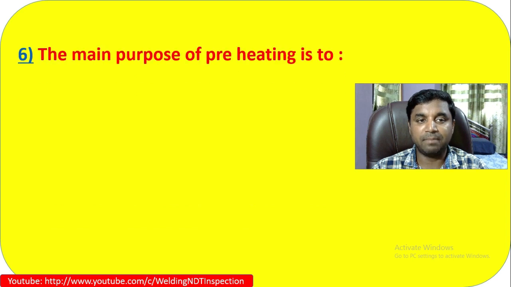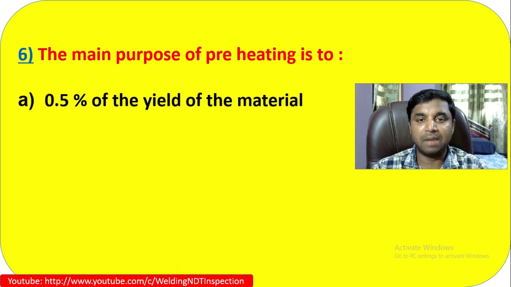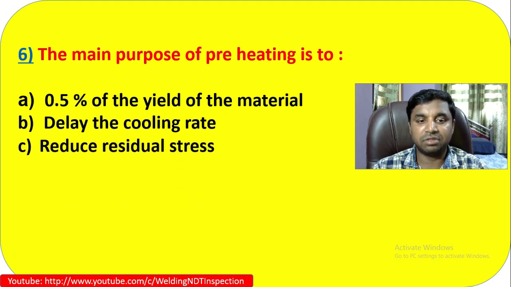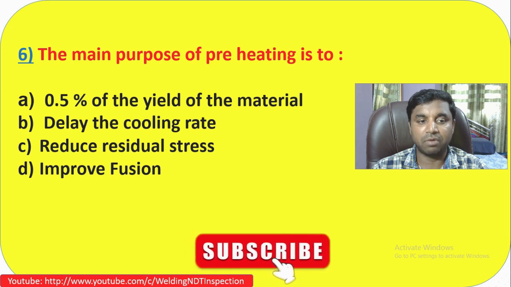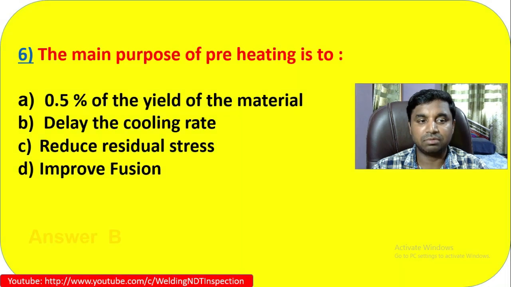Question number 6. What is the main purpose of preheating? We know very well it is to slow down the cooling rate. So see the options: 0.5% of the yield of the material, delay the cooling rate, reduce residual stress and improve fusion. So you can blindly say this option is there, delay the cooling rate, that is to slow down the cooling rate. So correct option is B.